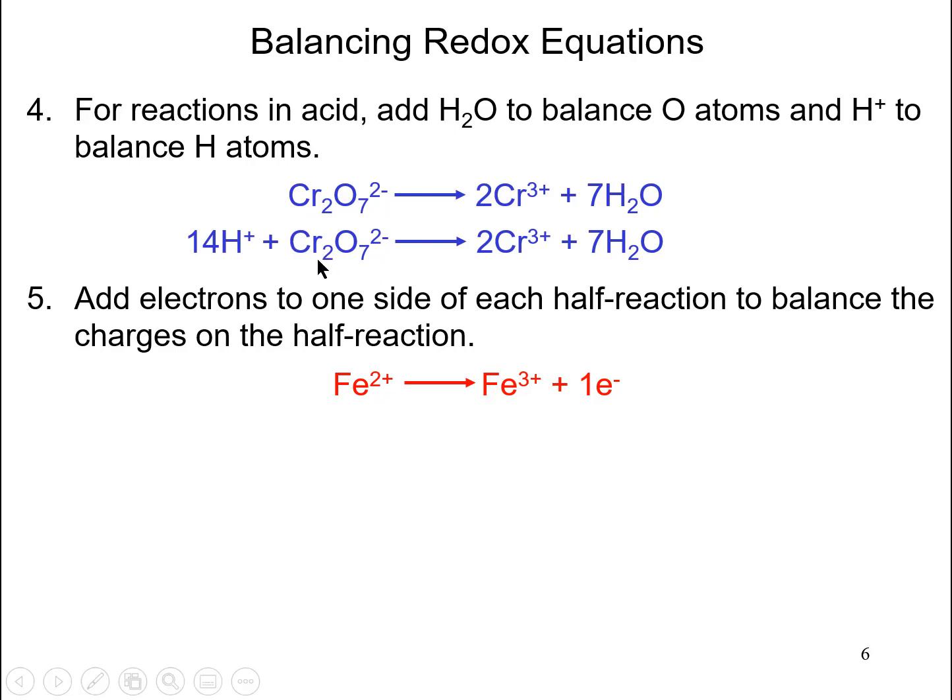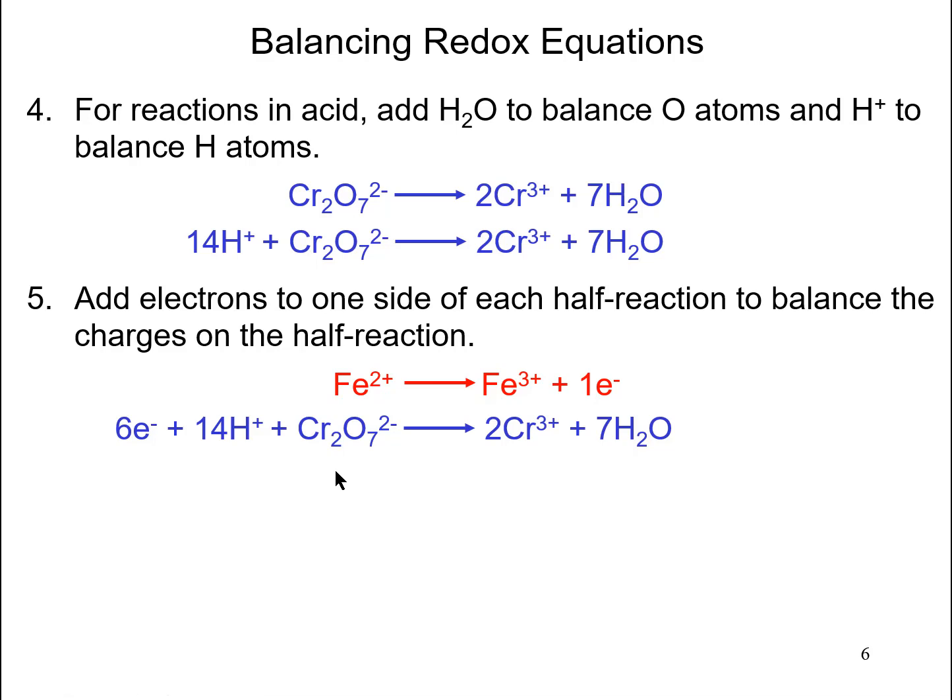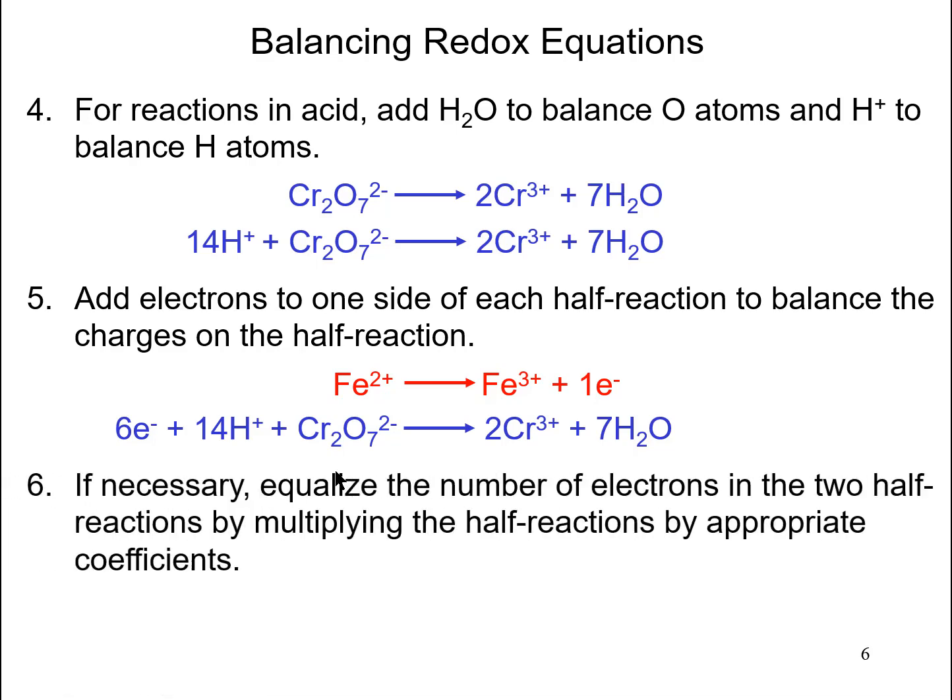With our dichromate example, we've got a total of 12+ on our left-hand side and a total of 6+ on our right-hand side. So what that's going to mean is that we need to add 6 electrons to the left-hand side to make the charge 6+ on both sides. It is going to be necessary in this case to equalize those electrons, because in our oxidation reaction we've got 1 electron, and in our reduction reaction we've got 6. So we need to multiply that first reaction by 6.